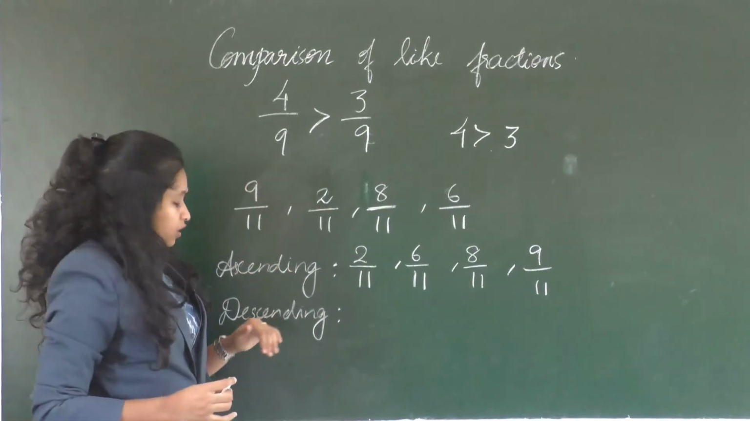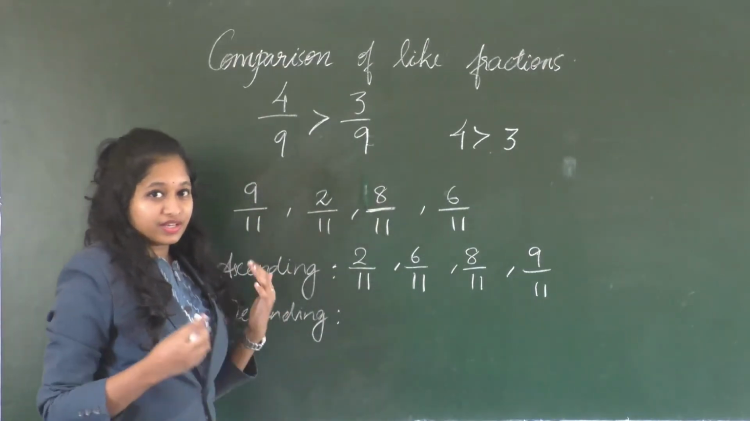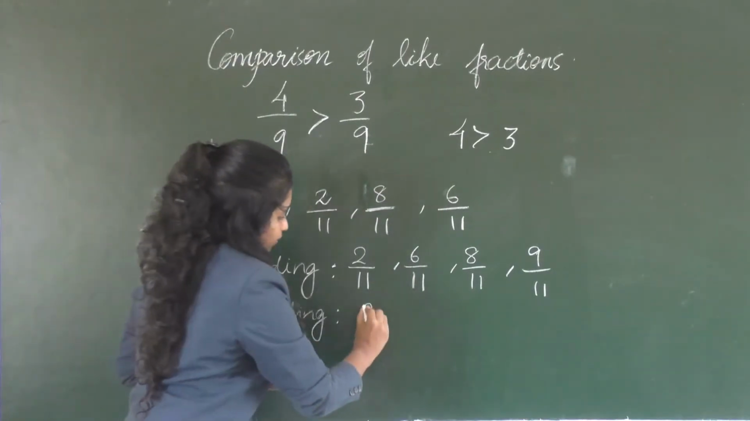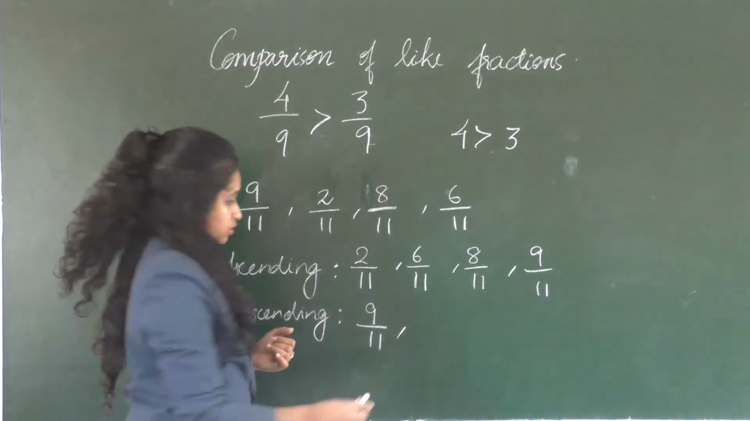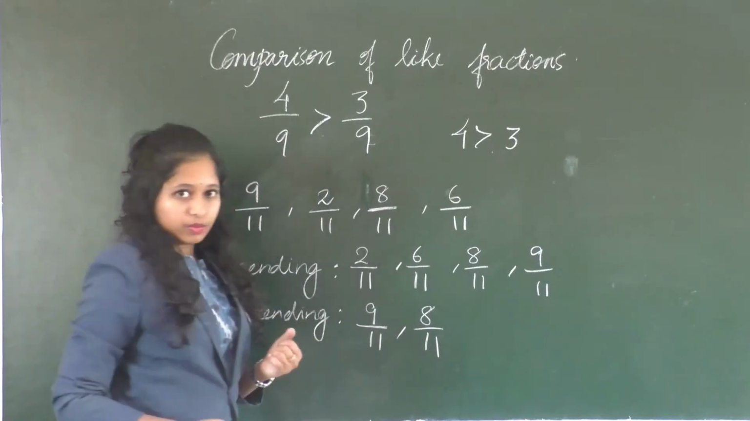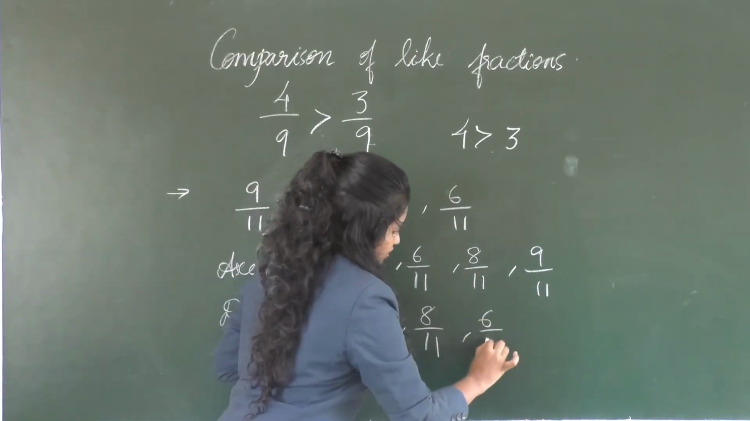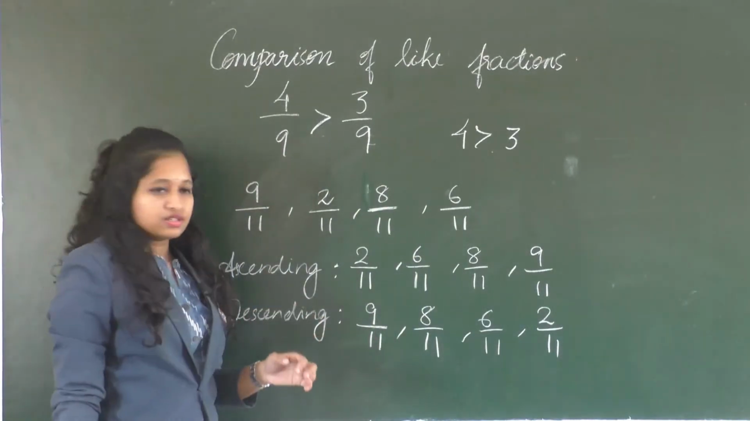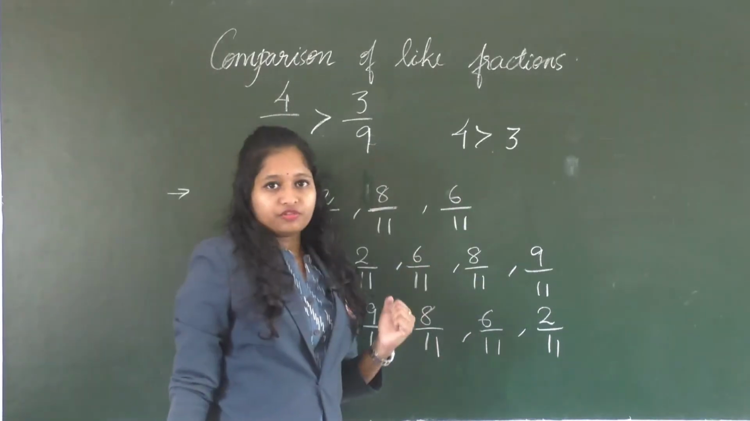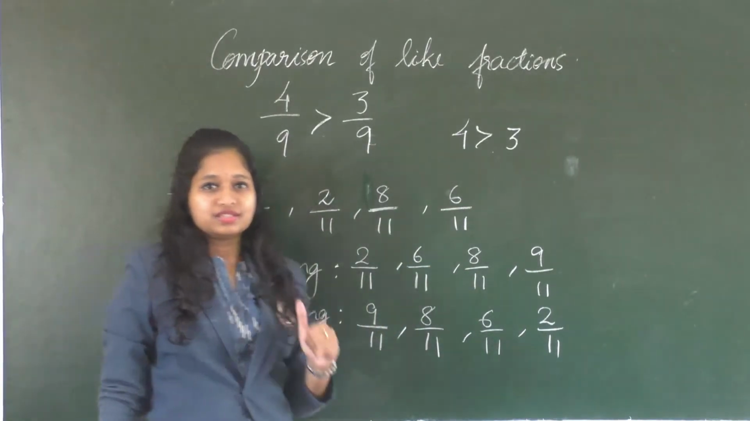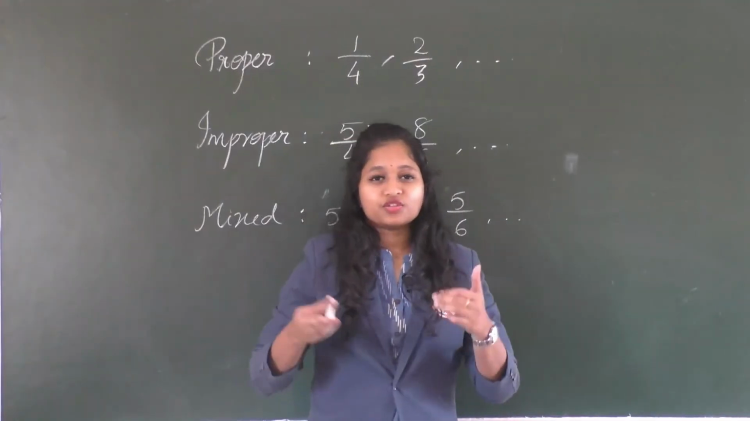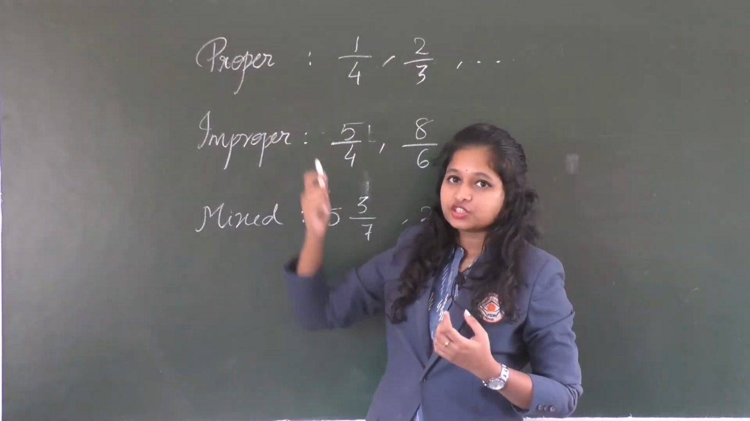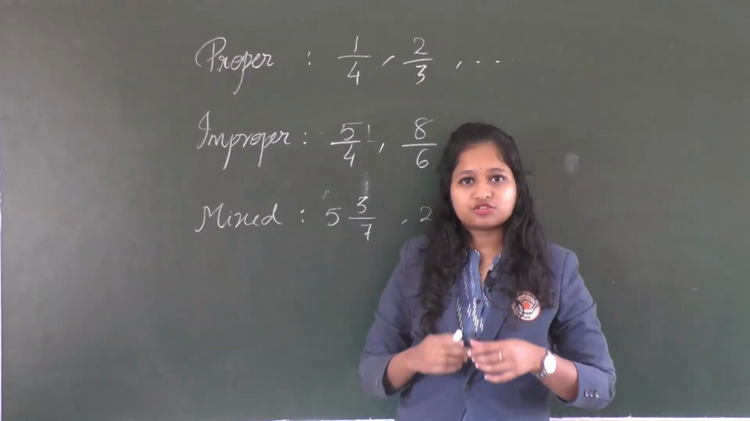Now how is the descending order? Arrangement of numbers from largest to smallest. So 9 by 11 first, next is 8 by 11, next 6 by 11 and at last 2 by 11. So this is how we arrange the given fractions in ascending and descending order. Okay. So children, now let's move on to our next topics, which are proper fraction, improper fraction and mixed fraction.